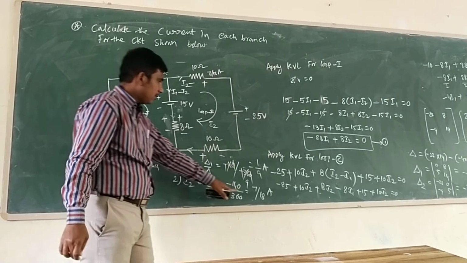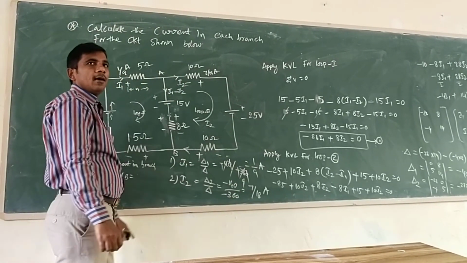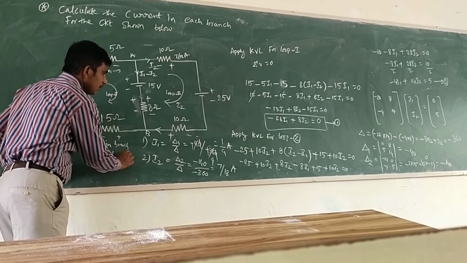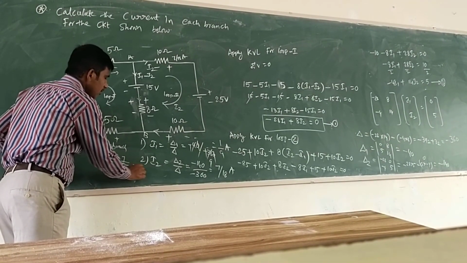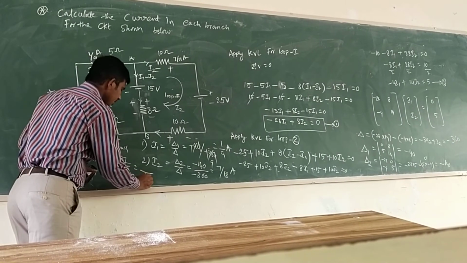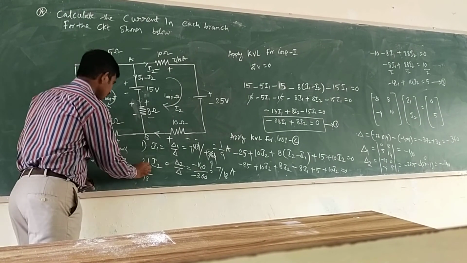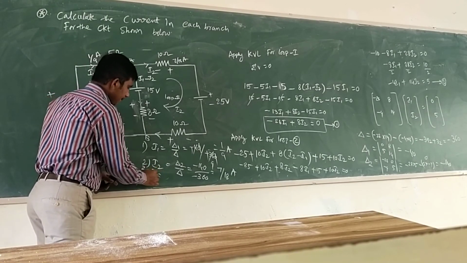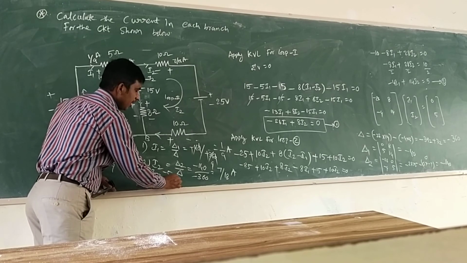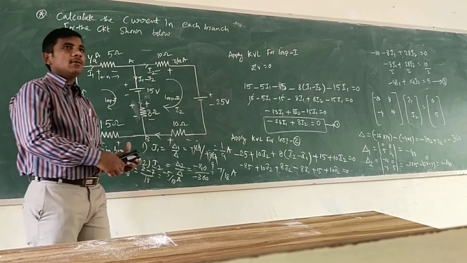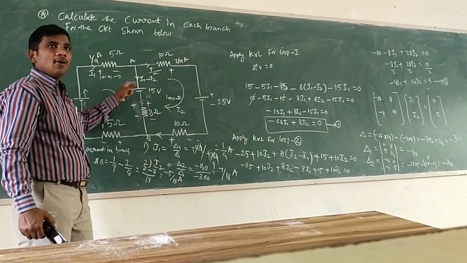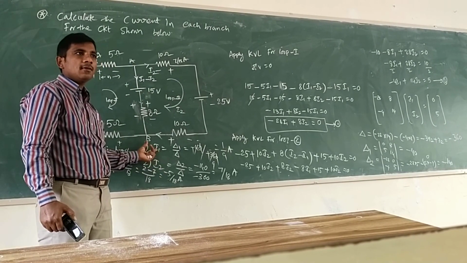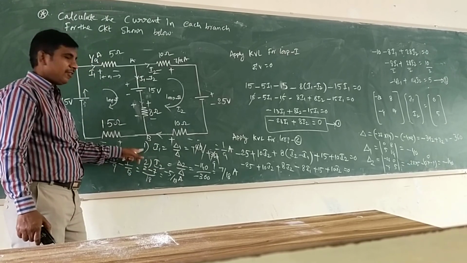Which is bigger here? 1 by 9 minus 7 by 18. Find the answer. 2 minus 7, that is minus 5 by 18 amps will flow in this branch. Now all the currents have been calculated. Verify the answers, what I told. Verify the answers.